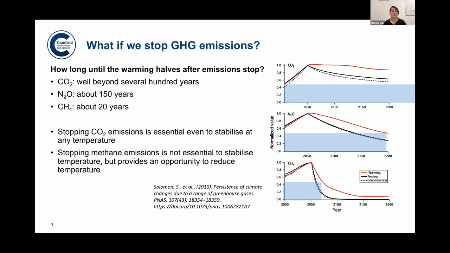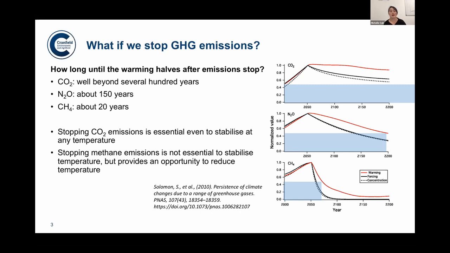And then methane, with a much shorter lifetime, you can see has a much more rapid impact. So cutting off methane emissions leads to the temperature impact for methane halving in about 20 years. So it's a very rapid lever, as some people describe it, for tackling climate change.